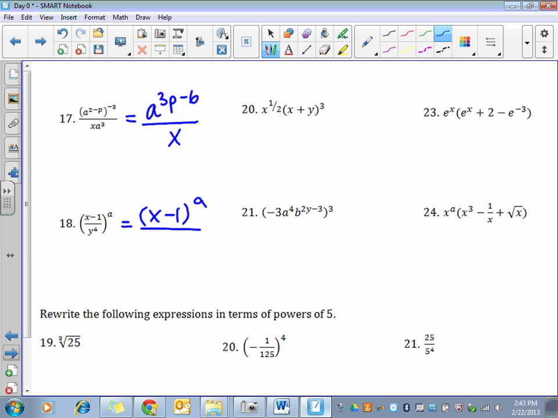Welcome back. I'm putting up the answers. And I want you to notice, especially in number 18, we cannot simplify x minus 1 raised to the a power any further, since we don't know how much a is. And we can't distribute across that addition. So be really careful on that problem. And here's number 20. Don't be afraid of those fractional exponents. They are your friends.